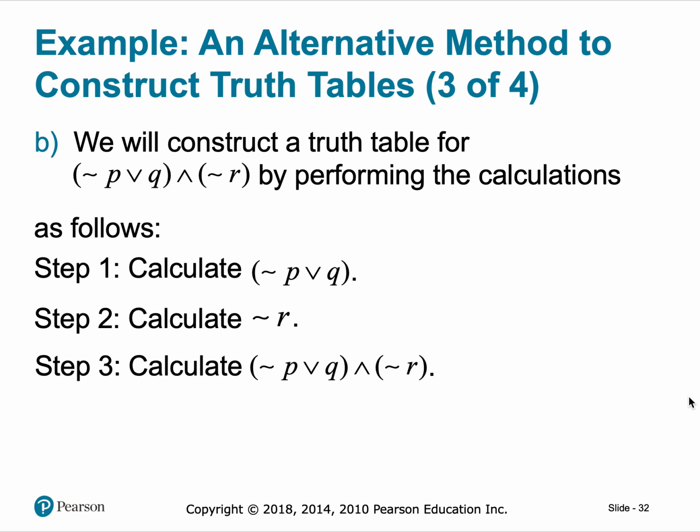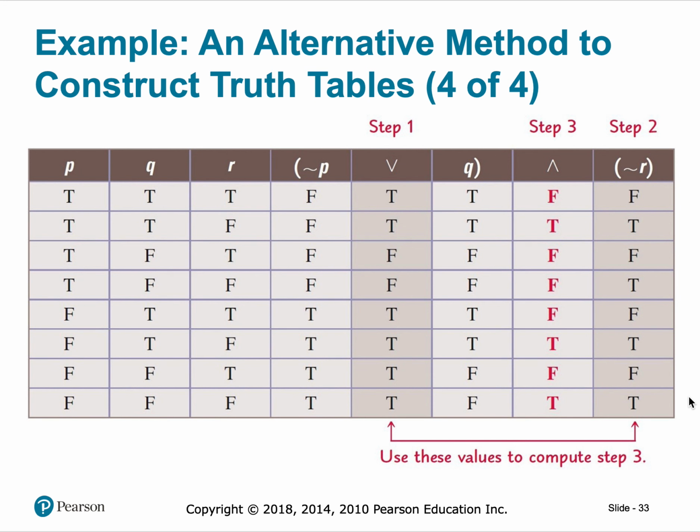If I want to construct a truth table for this scenario, then I'm going to follow these steps and arrive at this answer. So you don't have to use this method. This is just an alternate method. I strongly relate to the first method we showed you at the beginning of the slideshow, but it's always good to have at least two different ways to look at something.